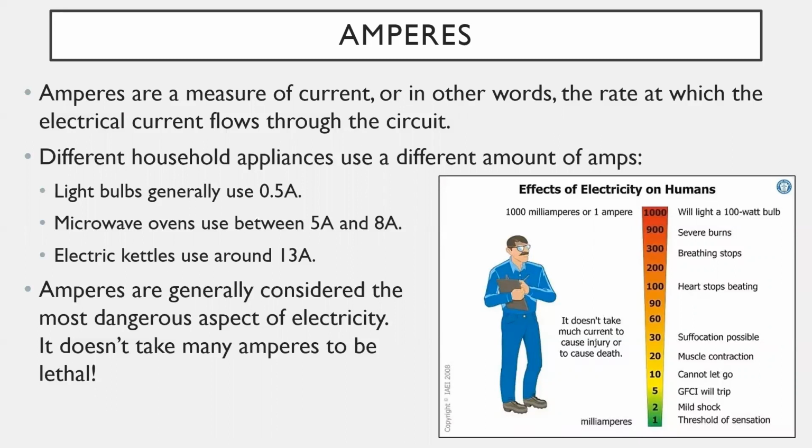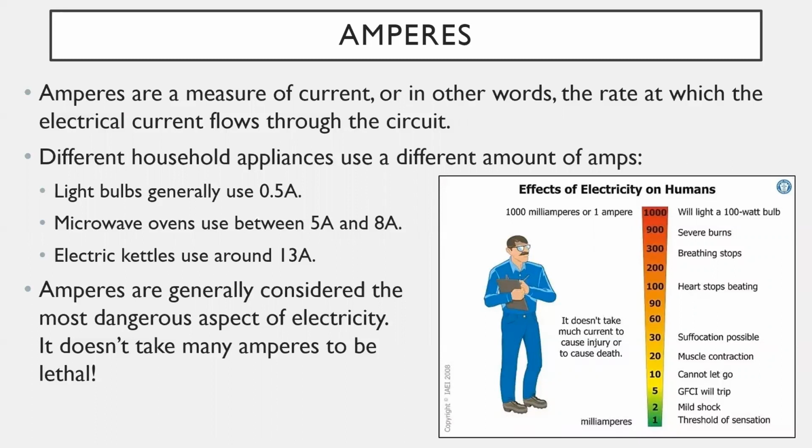Now, an electric kettle, this one actually surprised me. I didn't think it'd be more than a microwave, but an electric kettle uses about 13 amps, right? So the amount of amps used by different things changes. Also, one thing that's kind of interesting about amperes is that amps are generally considered the most dangerous aspect of electricity to human health, right? Amps are the part of electricity that would be more likely to kill you.